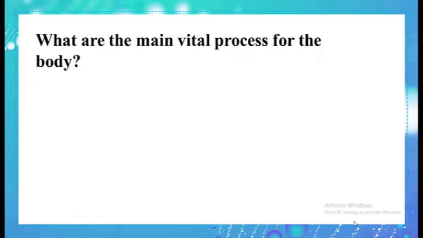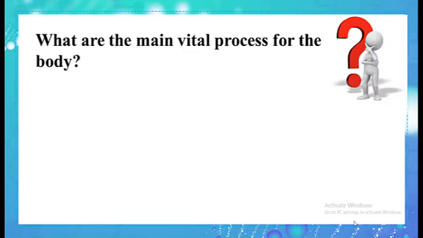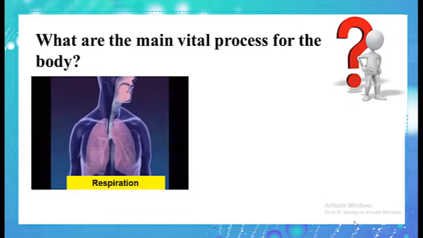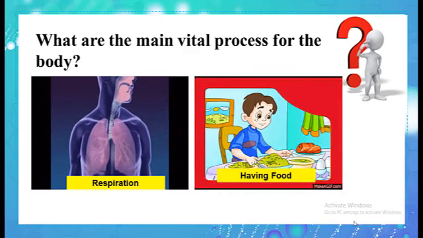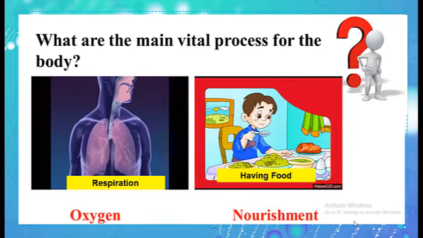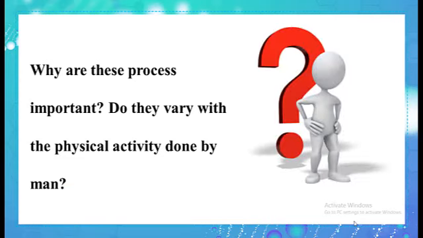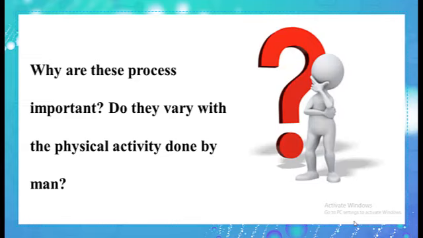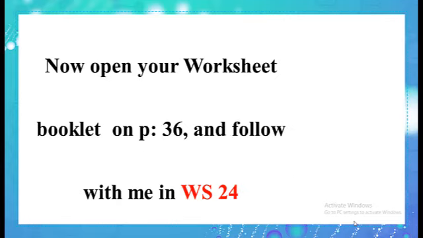What are the main vital processes for the body? What do you need to stay alive? We need to breathe in order to ensure oxygen and to eat to ensure our nourishment. In this video, we will discuss the effect of physical activity on breathing and eating. Why are these processes important? Do they vary with the physical activity done by man?